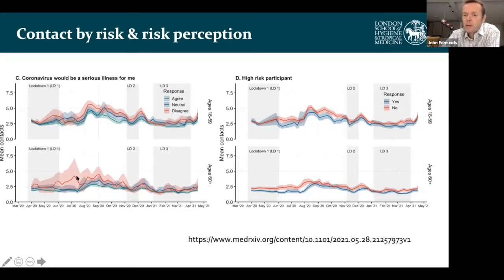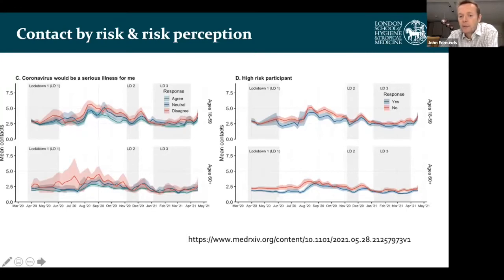And so there's some information. You can see that people's risk perception does seem to make an impact on the numbers of contacts that they make. And also not just their risk perception, but their objective risk. So on the right-hand side is people who were categorised as being high risk. Do you remember that at the beginning of the epidemic, individuals were written to and told that they were high risk or not? And essentially that's what we're showing on the right-hand side.